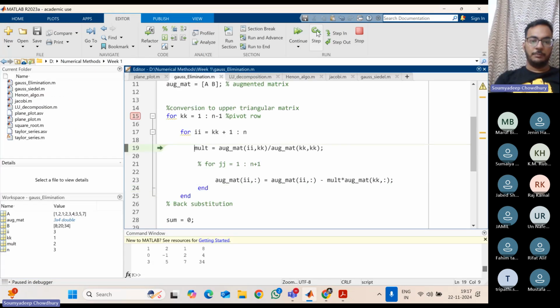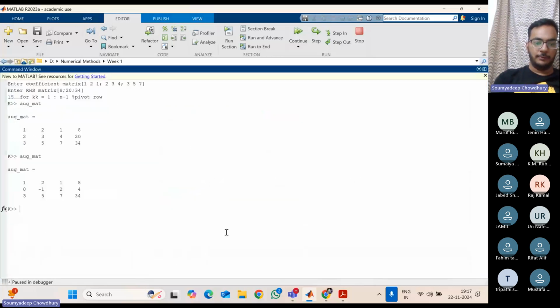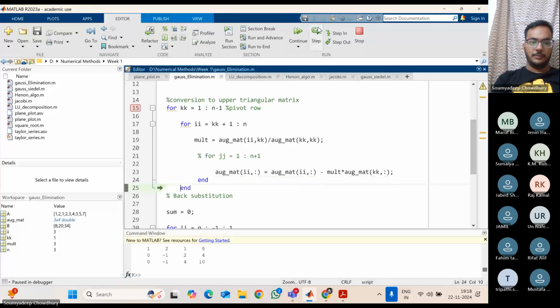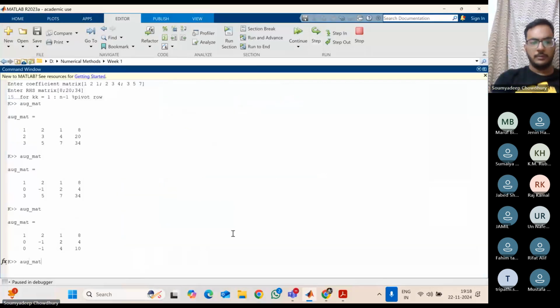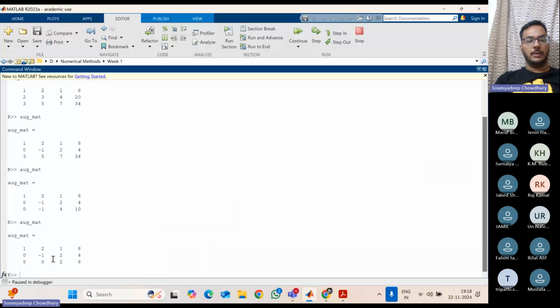So you do one more step, do one more step, do one more. This green arrow will show you the line at which the controller is presently. Now one more step is done, right? So now if you check augment, see, the last row is also updated, 0 minus 1 4 10. So only one more step is remaining. Do one more step from here, one more step is done. See, now the 3 2 element is also 0 now.